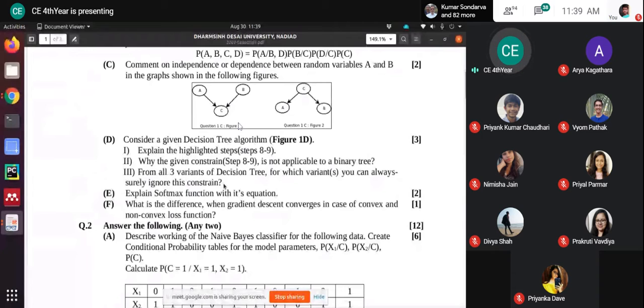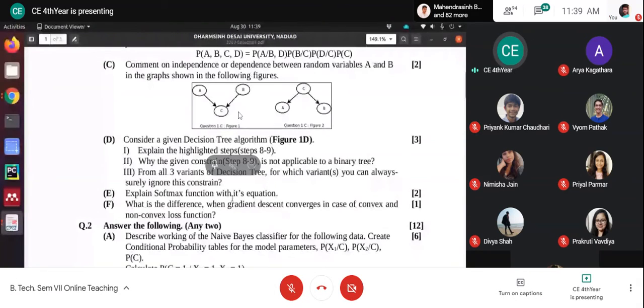For E, simply you need to explain the softmax function, and I guess all of you have written it correctly, where you need to explain what exactly the softmax is, how it controls the probability values, and what the graph of the sigmoid function looks like, which you can also mention. So there is no need to discuss anything related to E. But for question 1F, very few students have written the correct answer, or I can say many students have not attempted this question 1F.